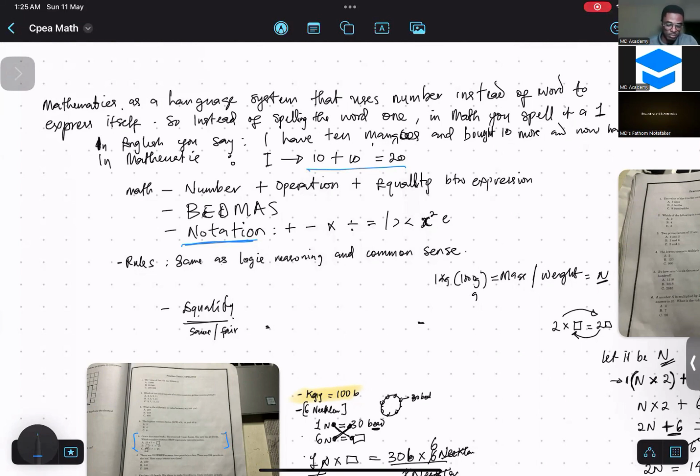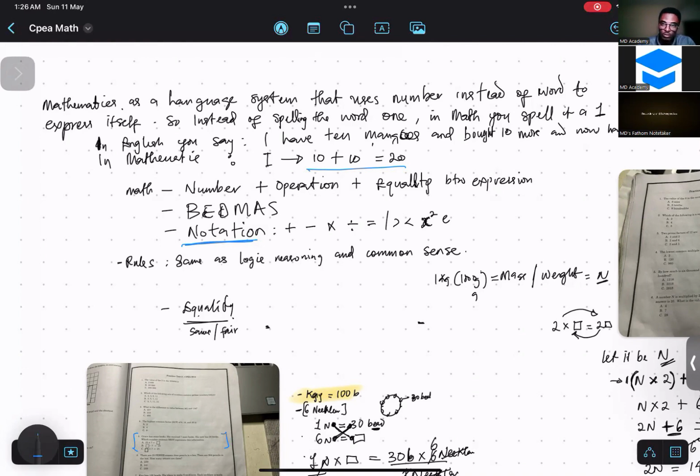Now you can say 10 mangoes plus 10 mangoes equal to 20 mangoes, but it's just a repetition. We don't need the words. And without the words, we can get correct answers. And that's the reason why mathematics uses fewer words, and doesn't need the English or language art words to effectively express itself. All right. So math: numbers, operations, and the equality sign.